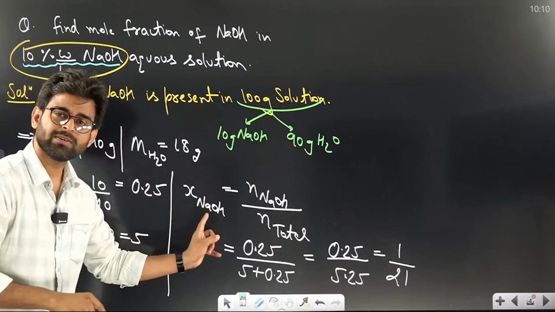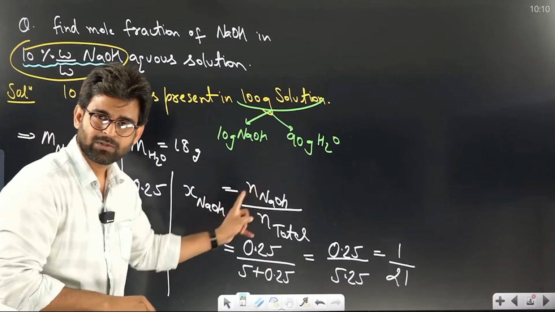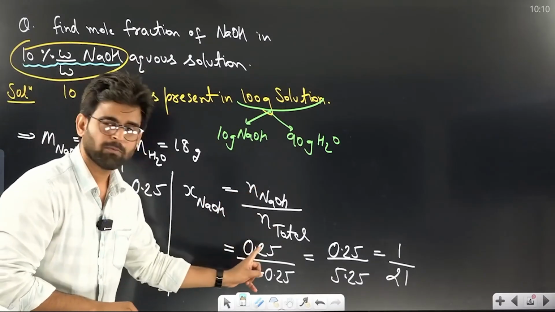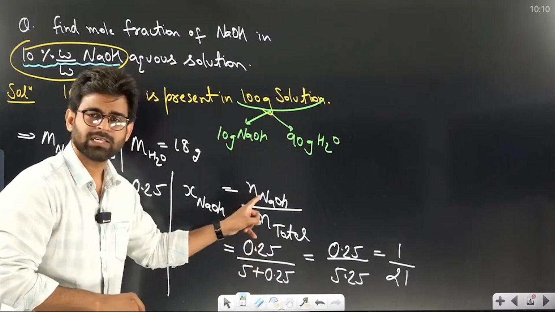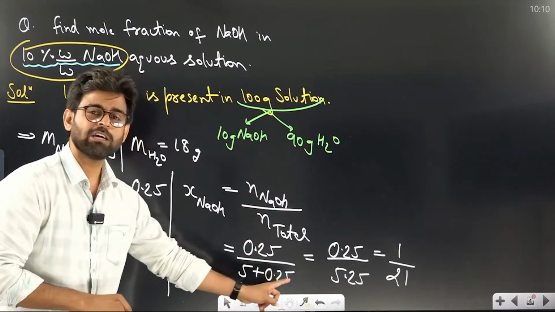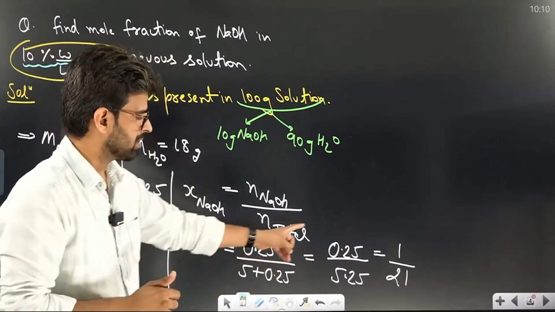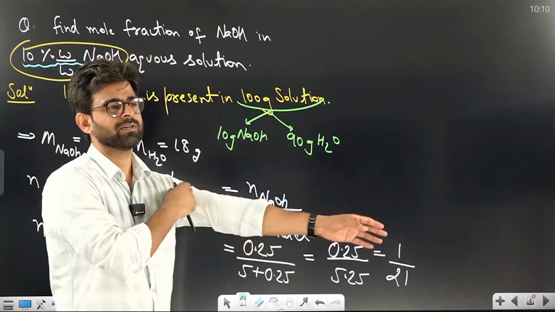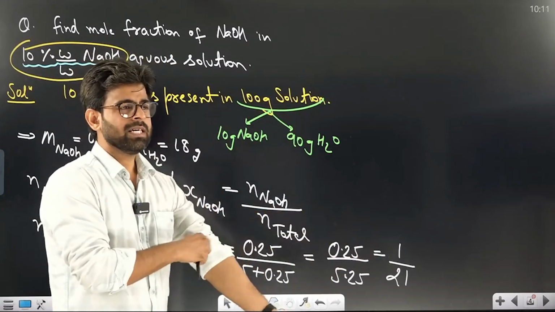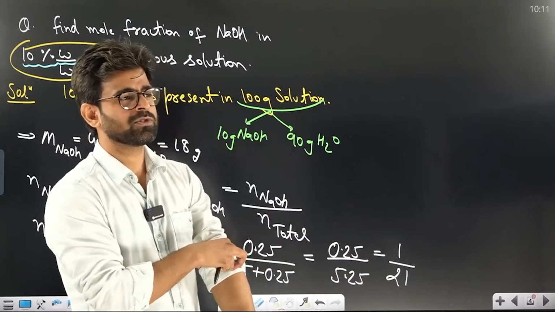What is the mole fraction of NaOH? Moles of NaOH divided by total moles. 0.25 moles of NaOH. Total moles is 5 plus 0.25. If you solve this, we get 1 by 21. Very good. I hope everyone understood now.